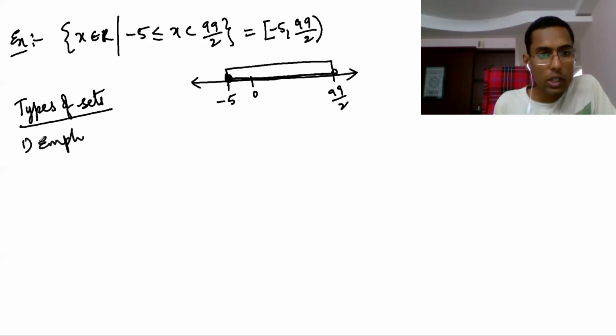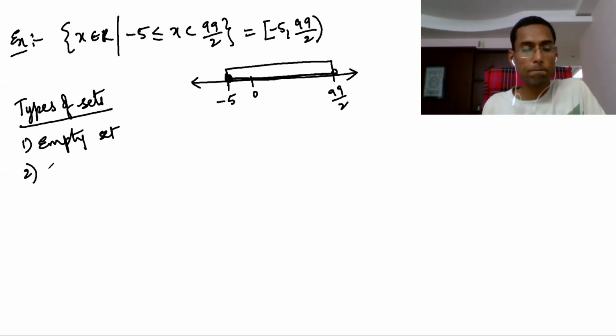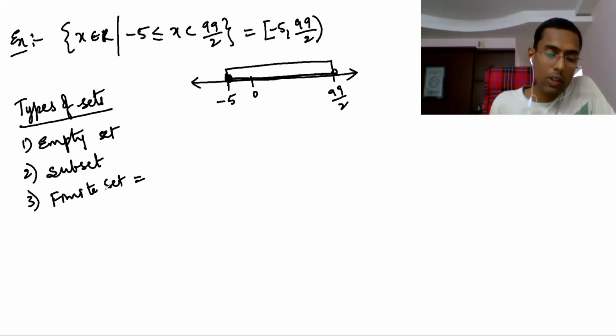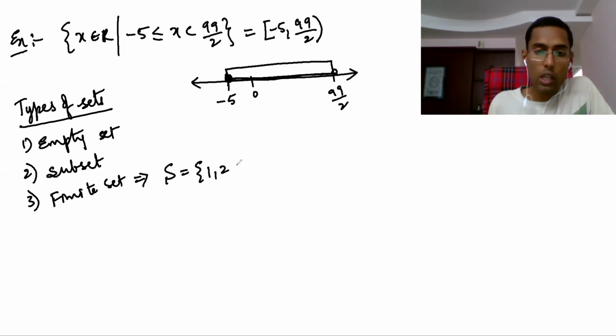One is the empty set, which I already told. Subset I also already told. Then third, finite set. What is a finite set? When the number of elements is finite, you can say it is a finite set. The set of natural numbers is not finite, it is infinite. But 1, 2, 3, and so on up to 10, the number of elements is finite, therefore it is called a finite set.